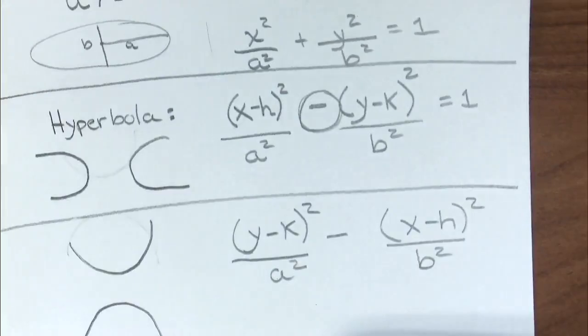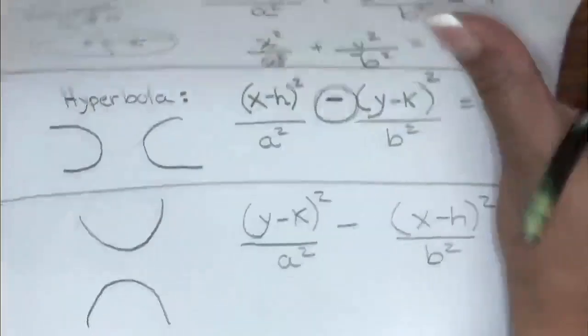So whichever expression is positive, if it's the x expression that is positive, it'll open in a direction that has to do with the x-axis. If the y expression is positive, then it opens up and down with respect to the y-axis. Okay, so those are both hyperbolas.